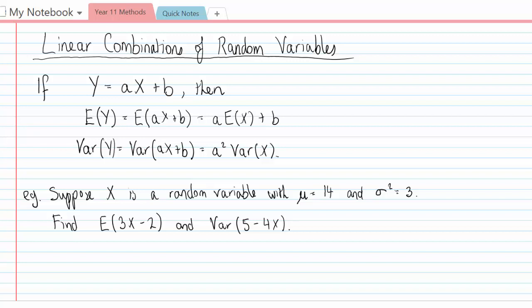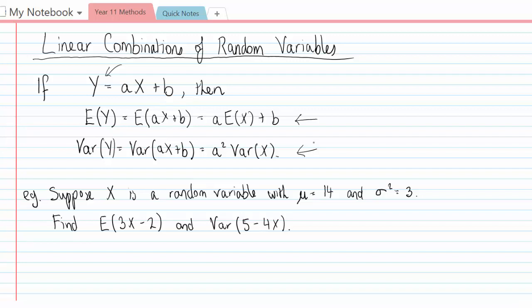And so we know that x is usually one of the random variables. Well, we could also have y as another of the random variables. And if we express y as a function of x, so we could say y equals ax plus b, then that actually leads to these rules just here for the expected value and the variance. And they can be used quite nicely.